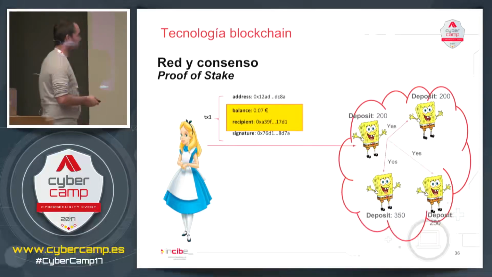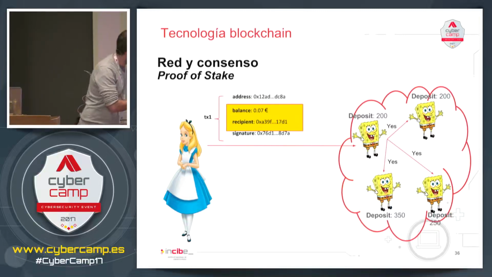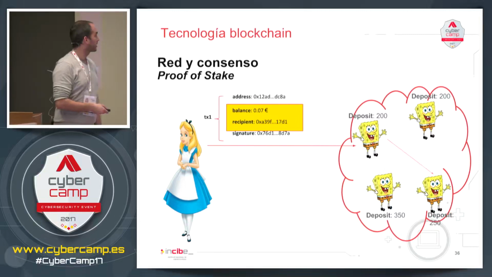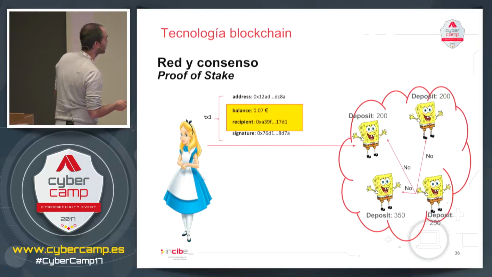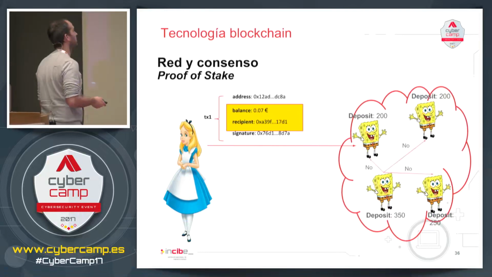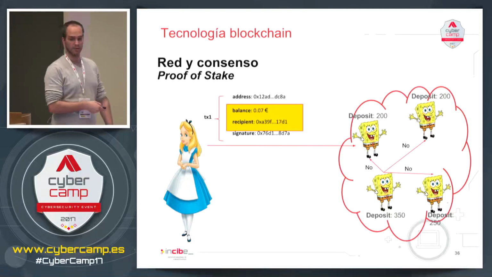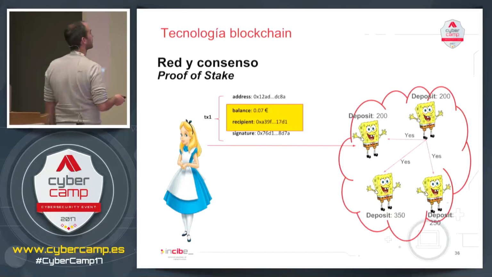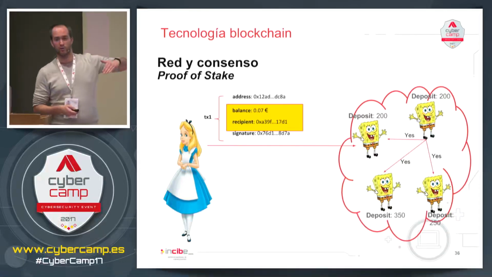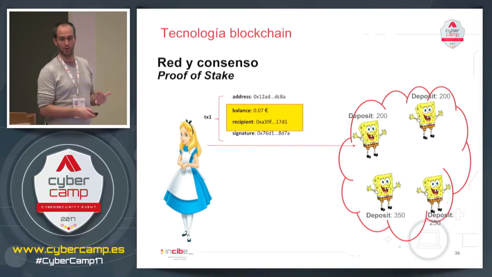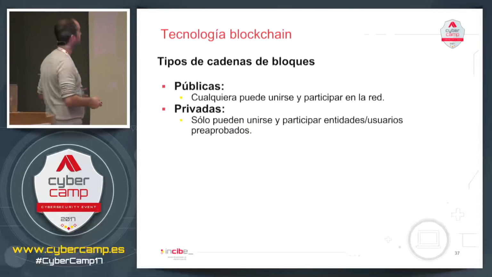And with proof of stake, the same thing, but here you can see the deposits that each Bob has. This one has 200, 200, 350, or 250. So this one votes yes. This one votes no. 250 no. 350 no. This one says yes. So 600, you get 600 no's and 400 yes. So if you've got 600 no's and 400 yeses, the transaction will be rejected because 600 is bigger than 400 and it won't be included in the next block.